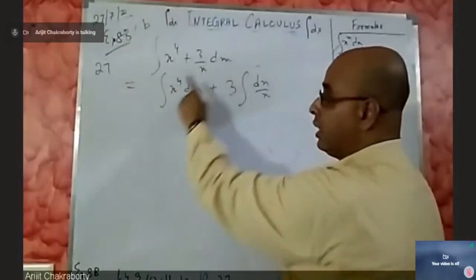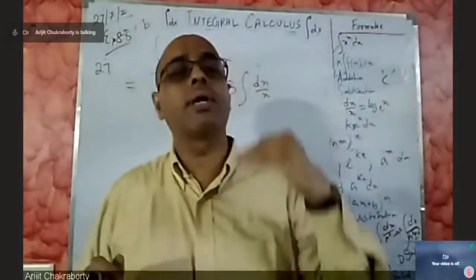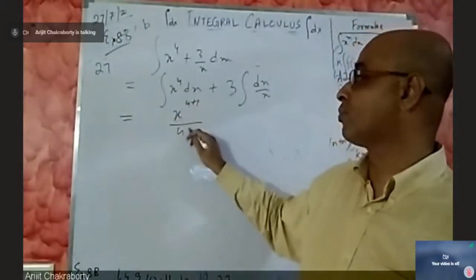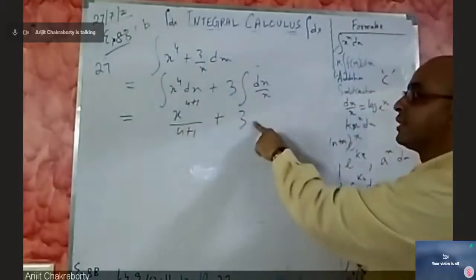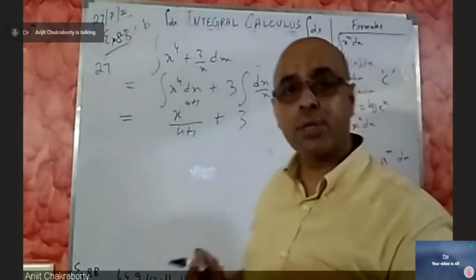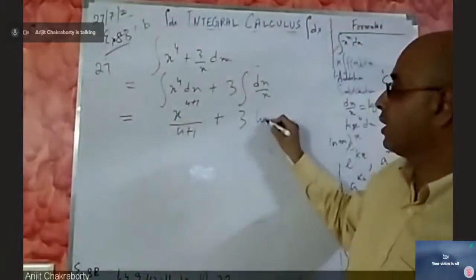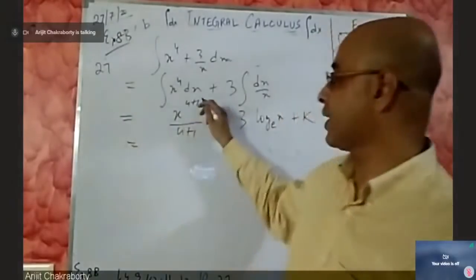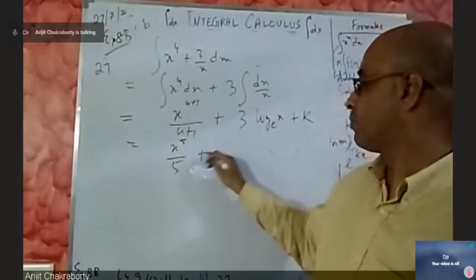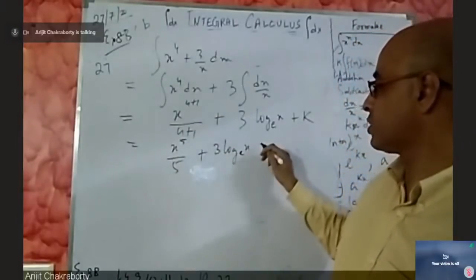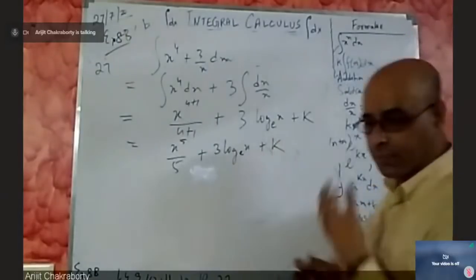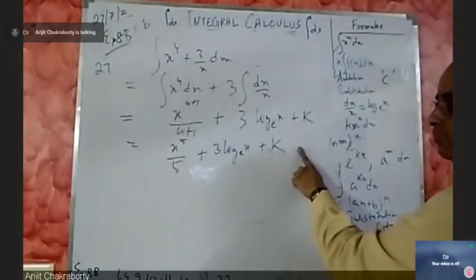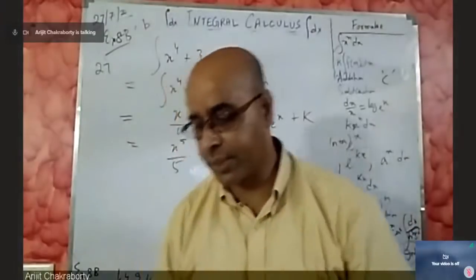x to the power 4 is of the form x to the power n, so it becomes x to the power 4 plus 1 by 4 plus 1, plus 3 into dx by x. Integration of dx by x is log x, so we directly write log x to the base e, of course, plus k. This becomes x to the power 5 by 5 plus 3 log x to the base e plus k. This is the answer which I am arriving at. Please do check it. This is number 27. Now we take up 28.